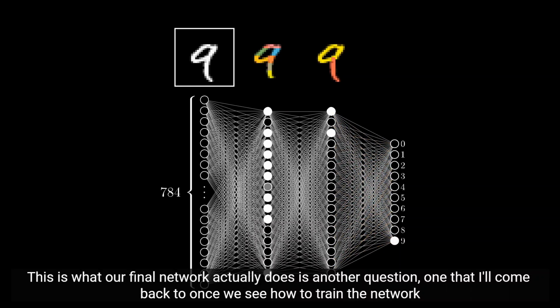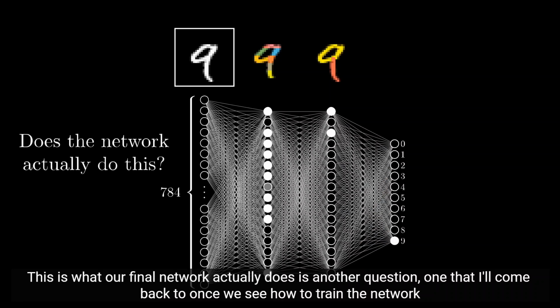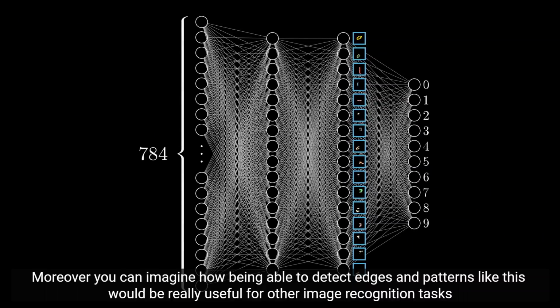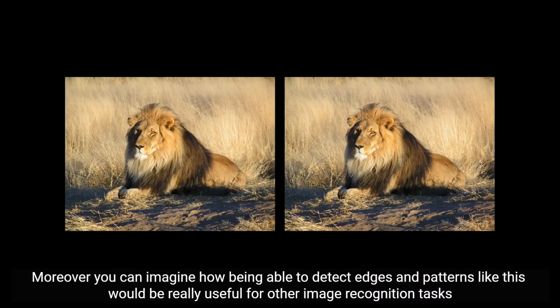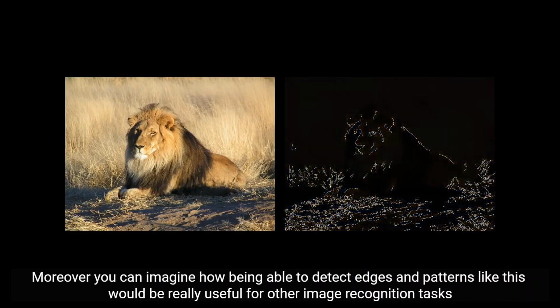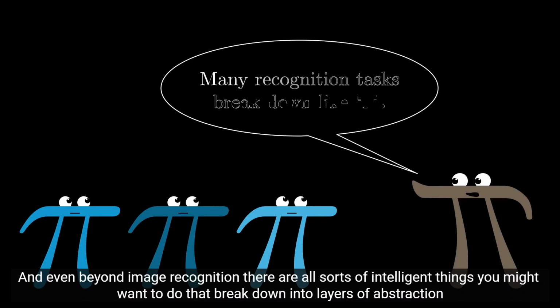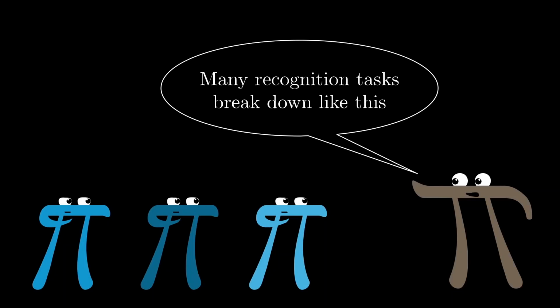Whether or not this is what our final network actually does is another question, one that I'll come back to once we see how to train the network. But this is a hope that we might have, a sort of goal with the layered structure like this. Moreover, you can imagine how being able to detect edges and patterns like this would be really useful for other image recognition tasks. And even beyond image recognition, there are all sorts of intelligent things you might want to do that break down into layers of abstraction.